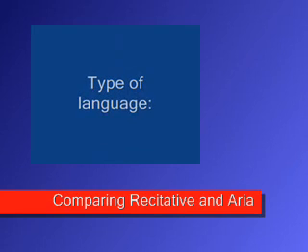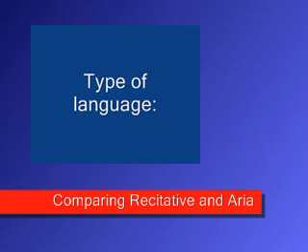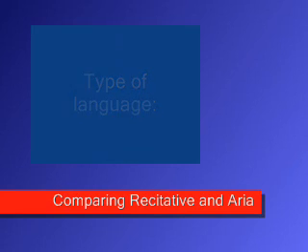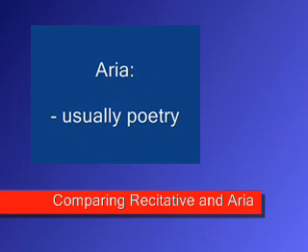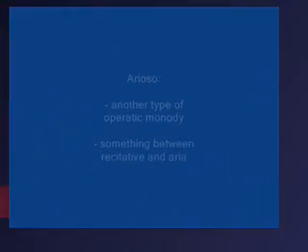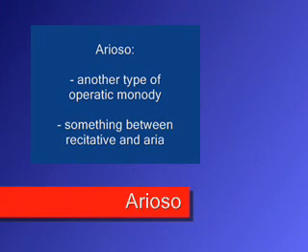There's a difference too in the type of language that's used in these two types of song. The text of recitatives is usually written in prose. After all, it serves very simple functions, telling a story or having a conversation. Arias, however, which are real songs, are basically poems set to music, just like any other song. Finally, we turn to arioso, and arioso is simply a way of referring to something that is somewhere between recitative and aria.